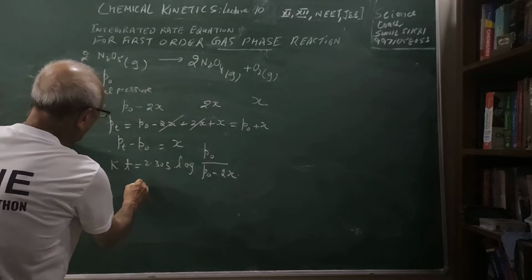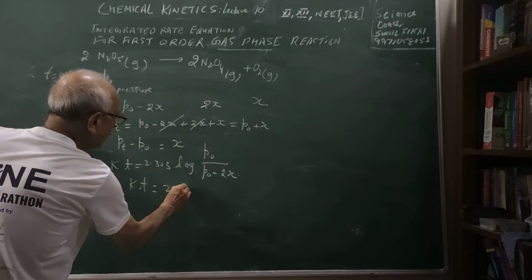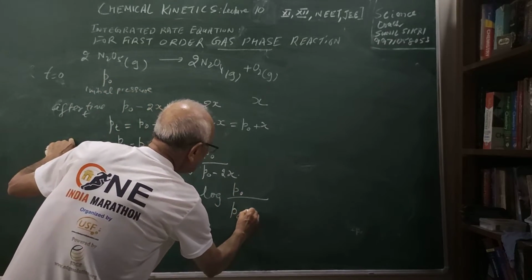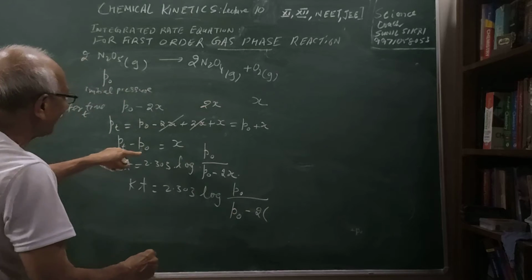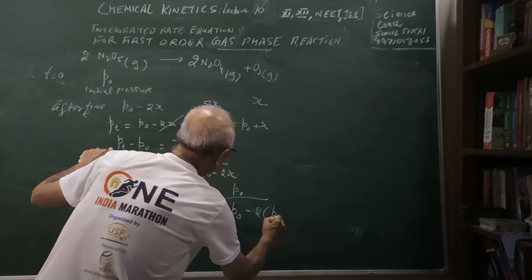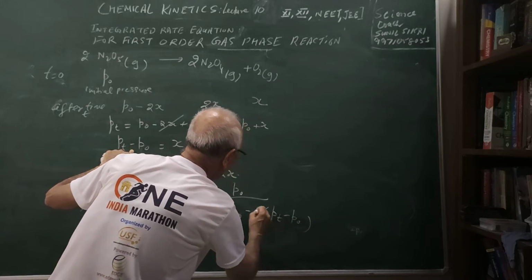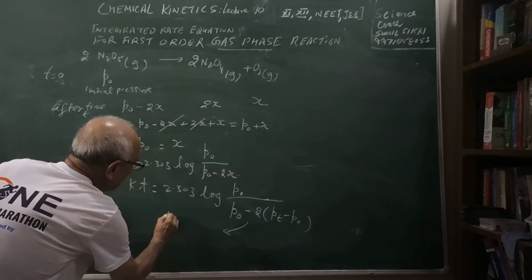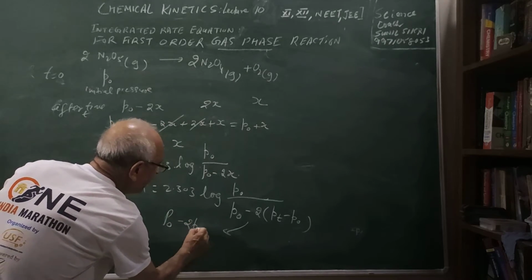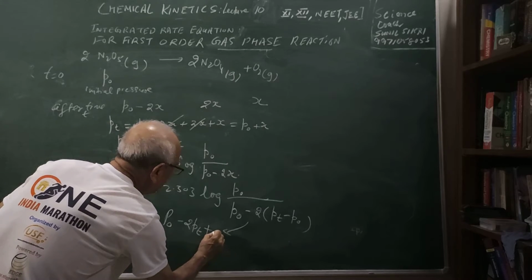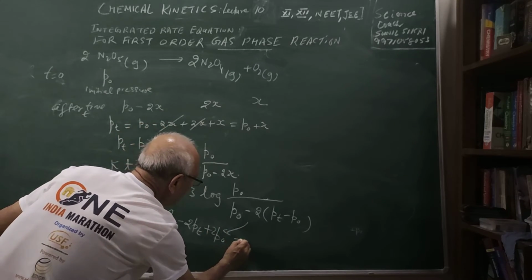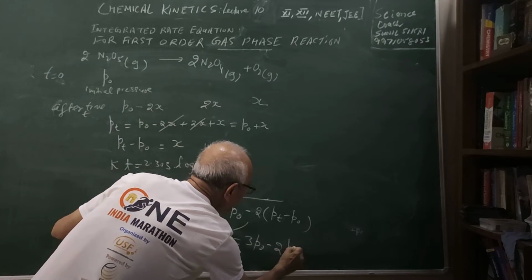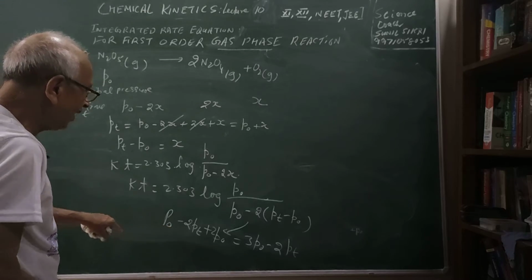We have got it. So put the value of x: kt is equal to 2.303 log of P0 over P0 minus 2x. What is the value of x, students? Pt minus P0. So what will it become? This will become P0 minus 2Pt plus 2P0, which will be equal to 3P0 minus 2Pt. So what will be the answer then?